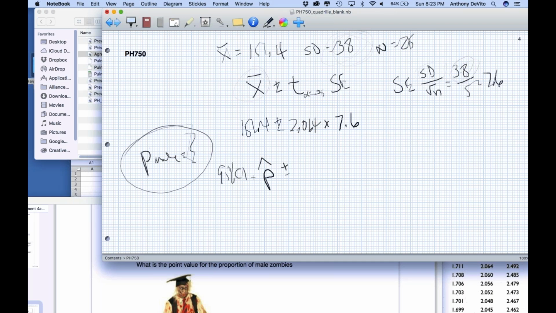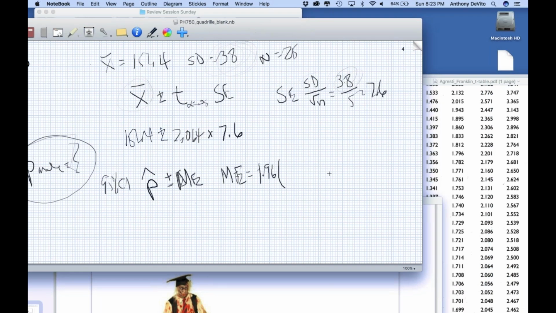P cap plus or minus our margin of error. The proportion that we found in our sample was 0.58, plus or minus our margin of error. What's our margin of error? Our margin of error is equal to our z-score, which is 1.96, times our standard error. Now, calculate our standard error. It's equal to the square root of p cap times 1 minus p cap over n, the sample size.